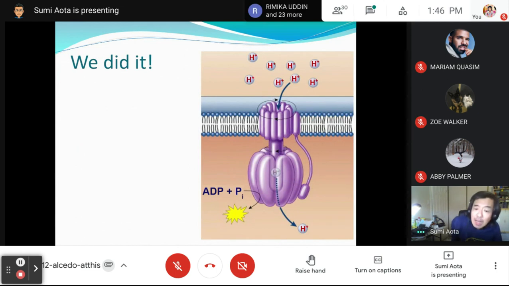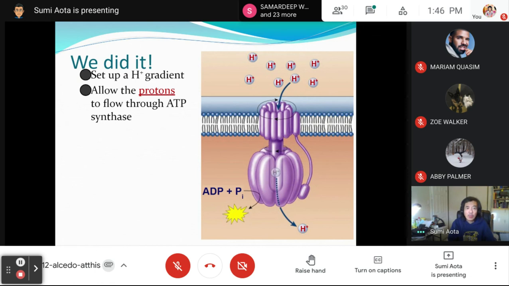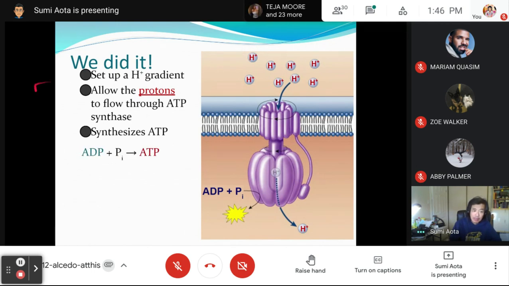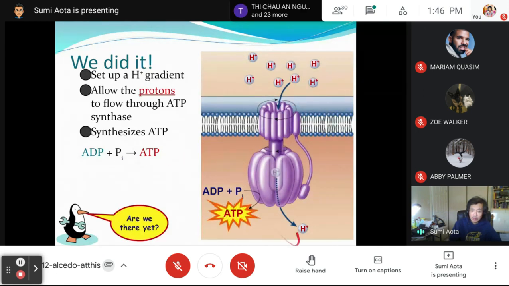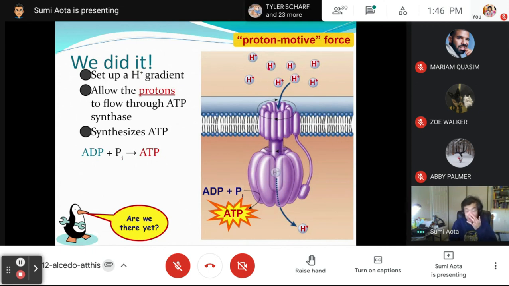So up to this point, what have we done? We set up a hydrogen ion gradient. We allow the protons then to flow back through ATP synthase. We make ATP by combining ADP with phosphate. So we can make ATP here. This is what we call a proton motive force because it is driven by protons.